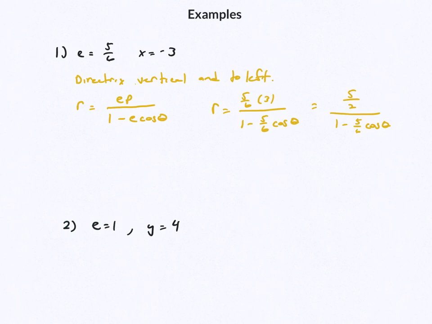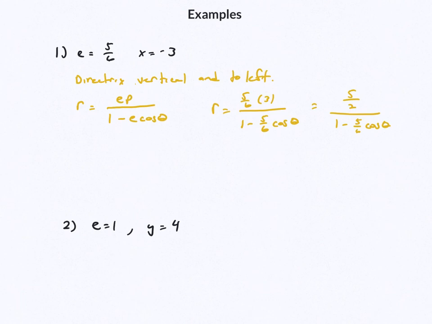Okay, now, in this first example, I know I'm given this information. I'm given that E is equal to 5/6, and X is negative 3. Okay, so a couple things I know here. Number one, my directrix is vertical, and it's to the left. And I'm dealing with an ellipse because 5/6 is less than 1. And so I know because it's vertical and to the left, R is going to be E times P over 1 minus E cosine theta.